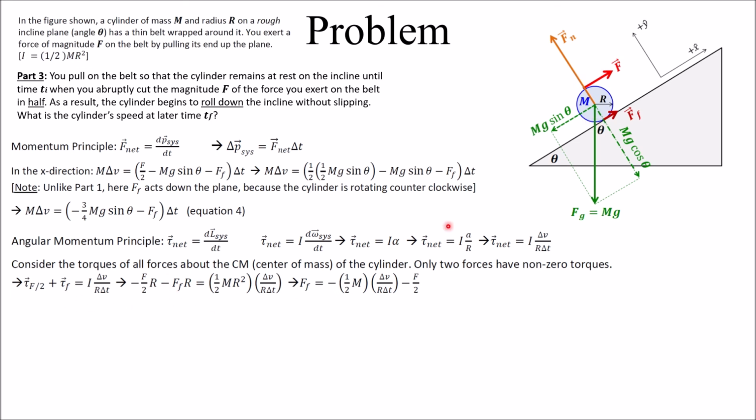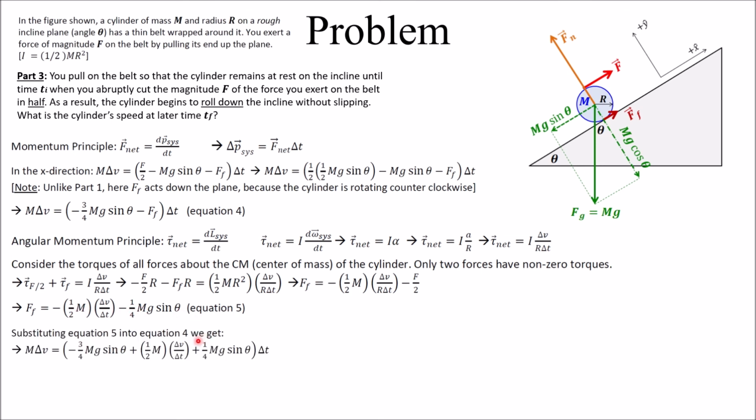And that's going to be equal to the net torque right here. There are really only those two forces supplying torque, because the mg sine theta is acting right in the middle. Then we get a nice expression for the force of friction when we solve for that, and we can call that equation 5 once we clean it up. What we want to do now is substitute equation 5 into equation 4. So we have this expression for the force of friction, we'll plug that in up here, and we can simplify that down.